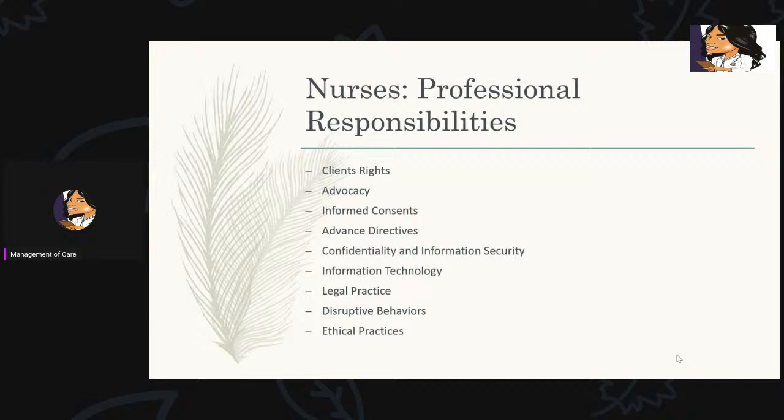Advanced directives, every patient needs to know about advanced directives. Confidentiality, information, legal practices. Remember, guys, we have laws that we have to adhere to. We can still go to criminal court, we can still go to civil court. Disruptive behaviors, this is something that as a nurse we can't involve ourselves in. And ethical practices like fidelity, autonomy, veracity. So all of those things.